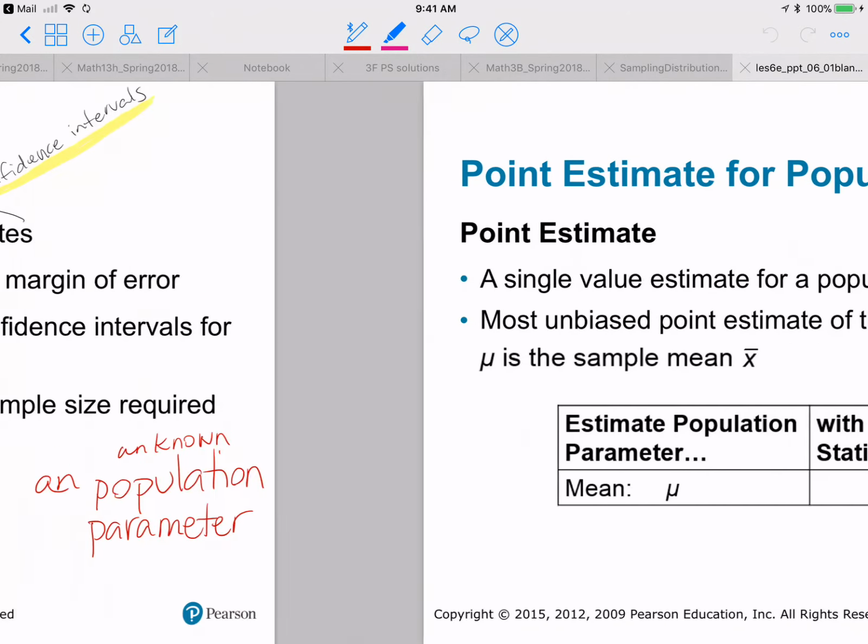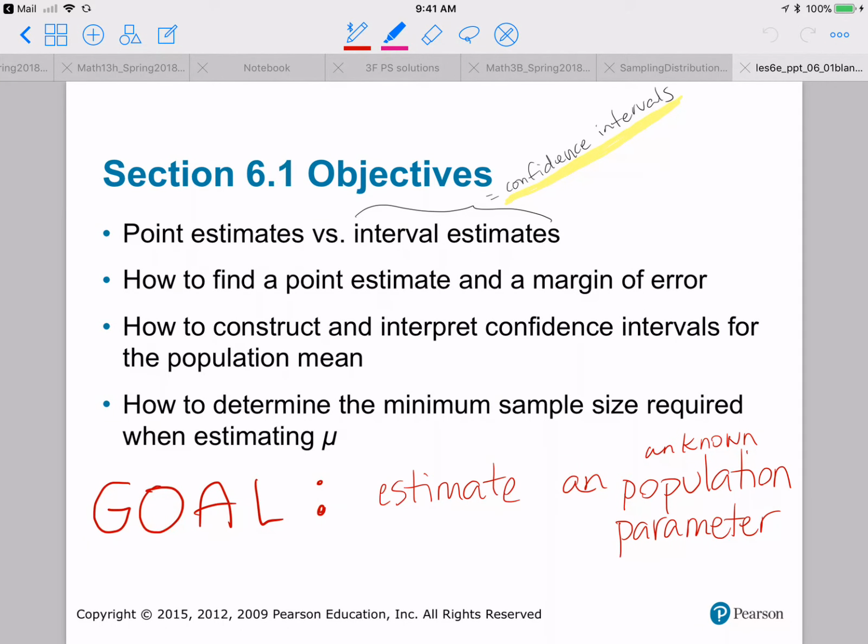And whenever you're estimating, you want to be as accurate as possible, but there's going to be some error involved, right? So anytime that you have an estimate, that means that you're going to have error or a possibility of error involved. So our goal, of course, is going to be how do we give a really good estimate and minimize our chance of error, right?